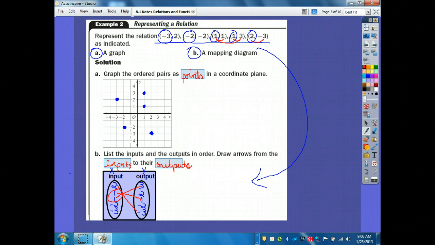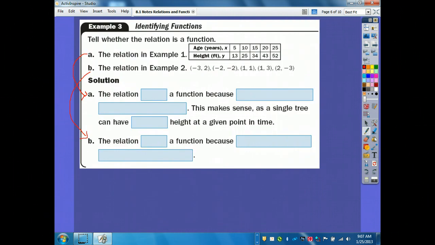What does the -2 go to? -2. And what does the -3 go to? A +2. So there is your mapping diagram. Right there's what we just did, was a mapping diagram. Now there's something about this mapping diagram, and I circled it, and we're going to talk about it in a minute. Because they're going to ask us, tell whether the relation is a function in that example 1.